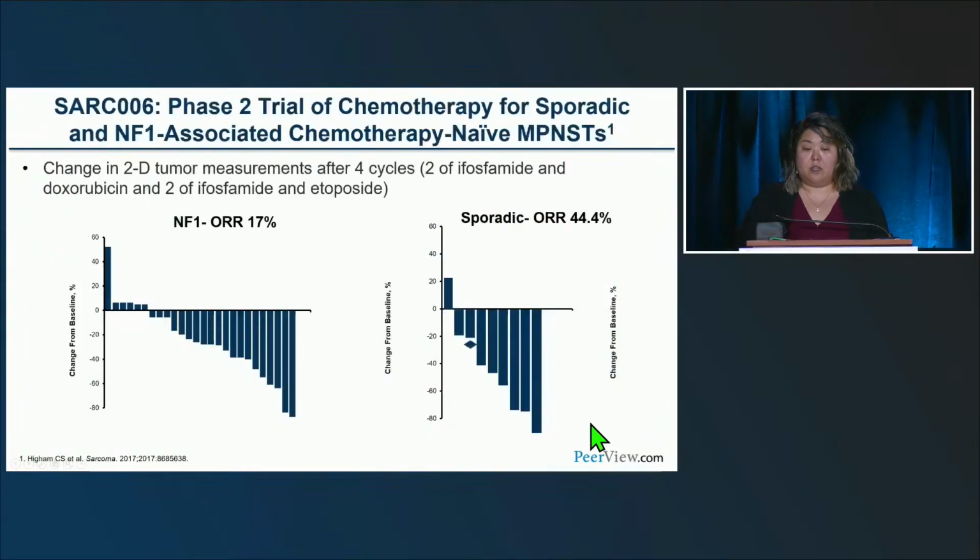So SARC-006 was a phase 2 trial that was looking at chemotherapy for people who had NF1-associated MPNSTs, as well as those who had sporadic MPNSTs. And overall, they were looking at only 2D tumor measurements. This is a little bit of an older study before we could get into volumetrics. The overall response rate in the NF1 population was 17%, and in the sporadic setting, again, the lower number is 44%. And you can see just from the number of patients that were part of this study that we cannot actually compare with any statistical significance.